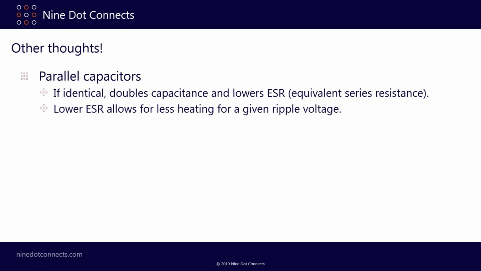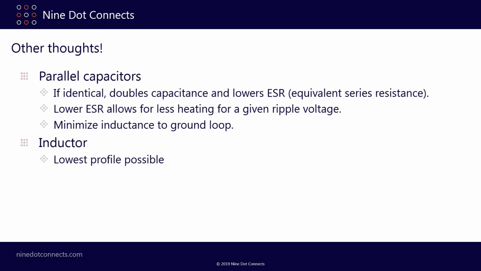The nice thing about having a lower ESR, though, is it allows for less heating for any given ripple voltage. One of the things that you'll need to be careful of is you don't overheat that capacitor if you have too much ripple voltage for your capacitor. It also is obviously going to minimize your inductance to the ground loop because now you have two paths to the ground. The other thing you want to think about is your inductor itself.